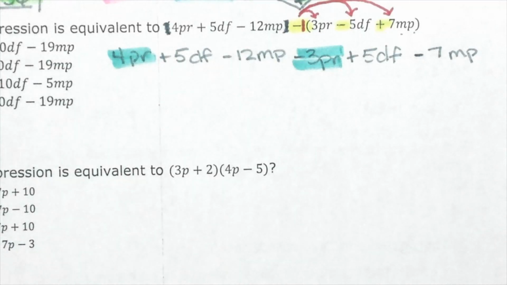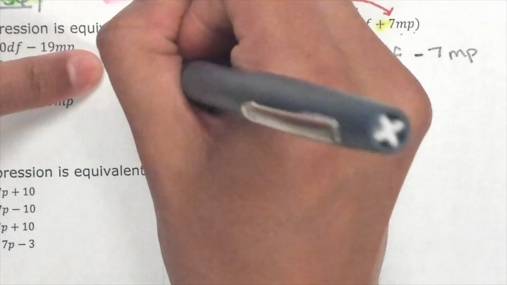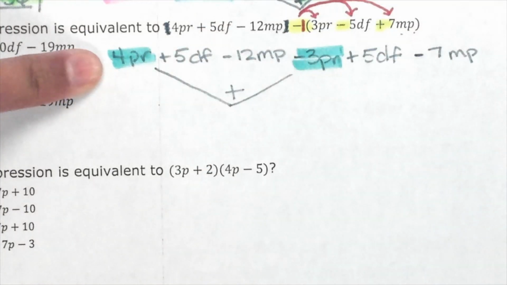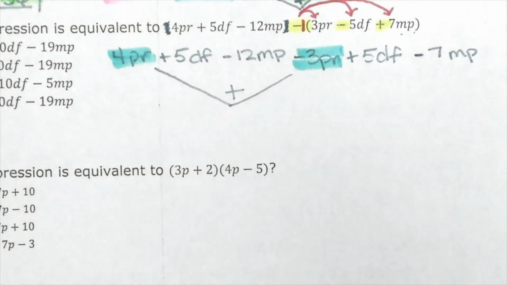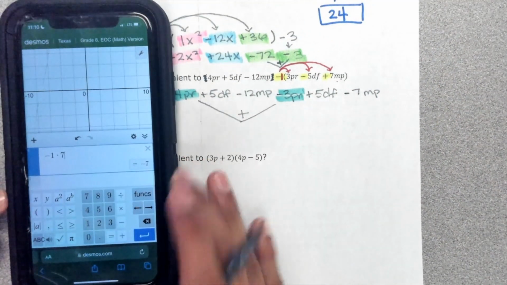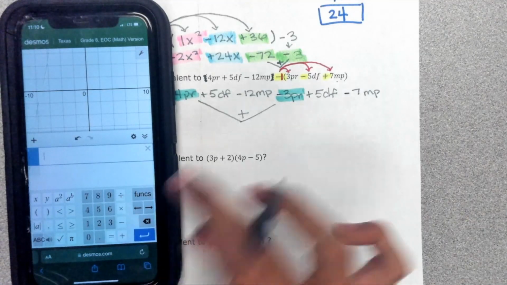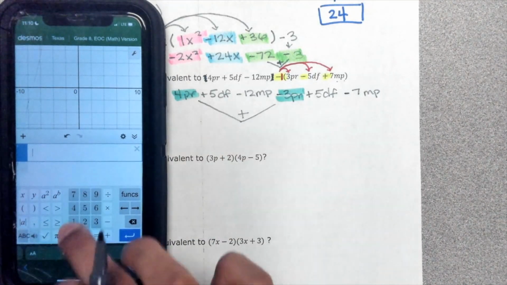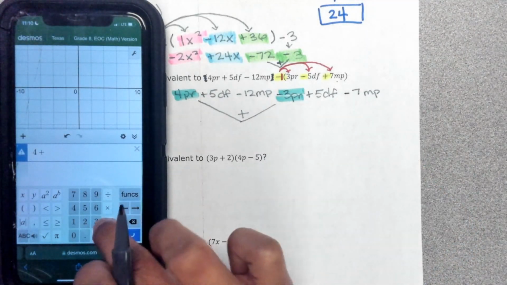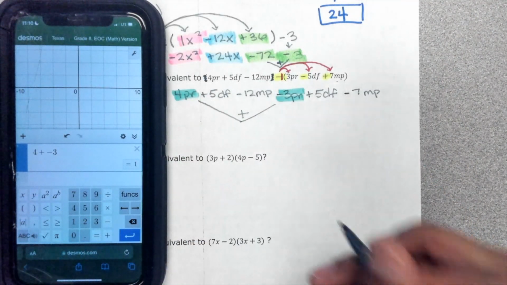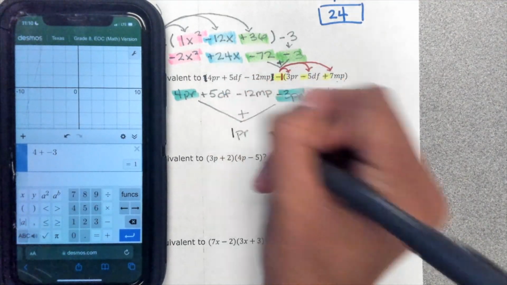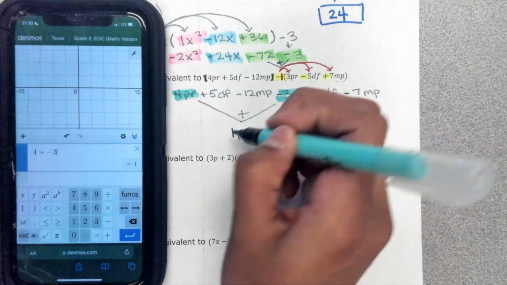So our like terms we are adding together. I like to connect them and put a plus sign in between. So we will add that. We have a positive 4PR plus a negative 3, which gives me a positive 1. We can write that for now. A positive 1PR. That's what we just combined together.